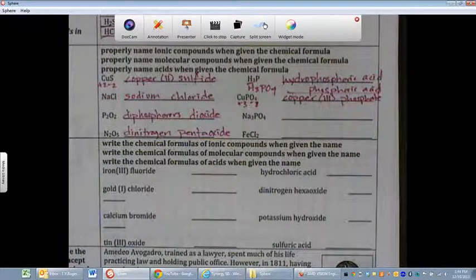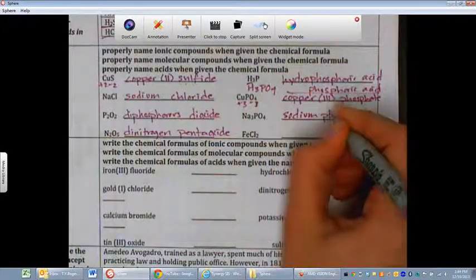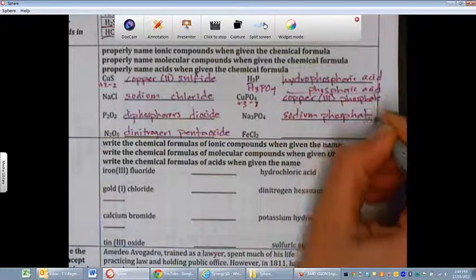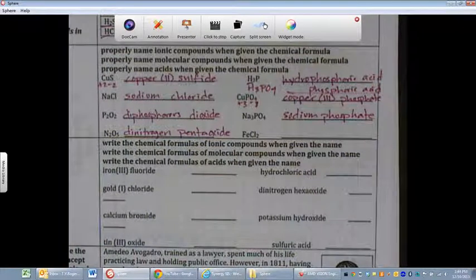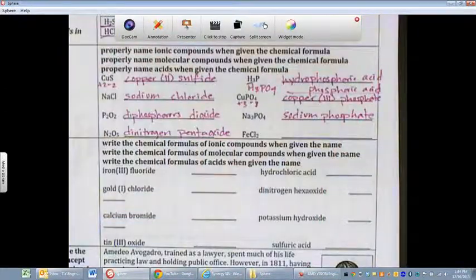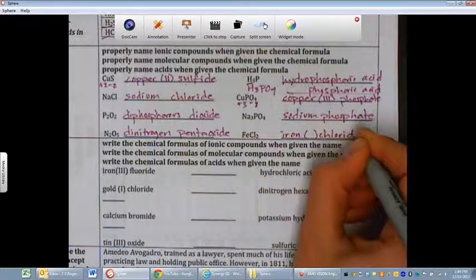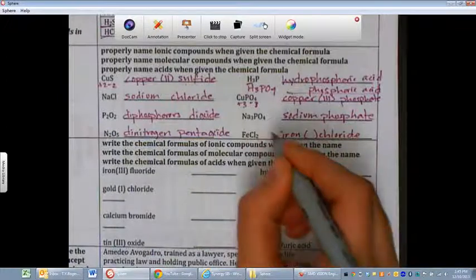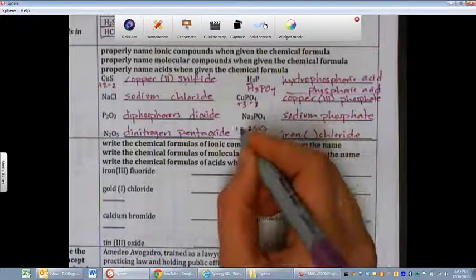Next one. We have sodium and phosphate. Where is it on the periodic table? Sodium's over here on the left. Phosphate's a polyatomic, so there's nothing special. You just name it. Sodium phosphate. Last one. We have iron and chlorine. Where is it on the periodic table? Iron's in the center. That means I need a stock number. So I have iron, parentheses, chloride, and now you need to balance your charge. Chlorine's -1. There's 2 of them, so that's a -2 charge, which means I need a +2 to balance that out. So this is Roman numeral 2.